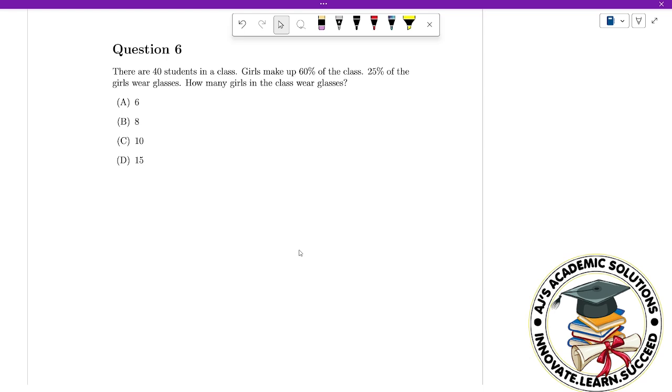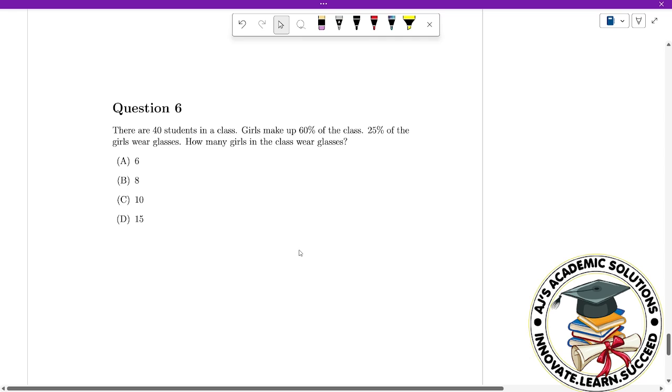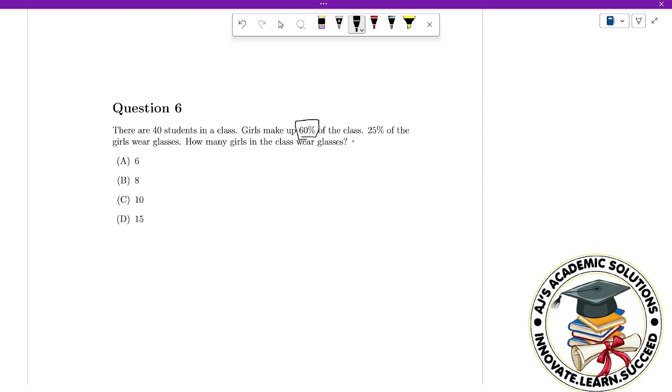Now, often students read this and wonder why all these percentages keep showing up. It's for you to look at it and break it into the different parts. The first part we need to understand is, what is this 60% about? This is the 60% that represents the girls. And then we notice that 25% of them wear glasses. And the question wants us to say, how many girls in the class wear glasses? So the first thing to do is work on the 60%.